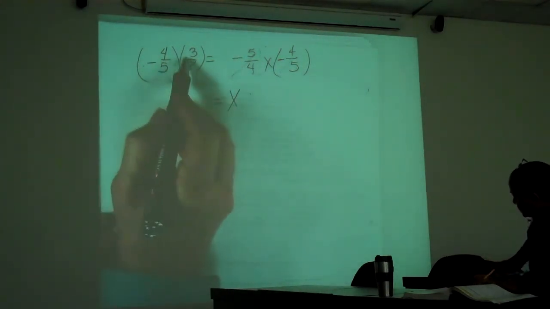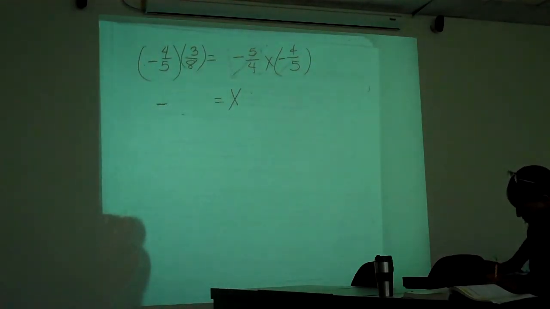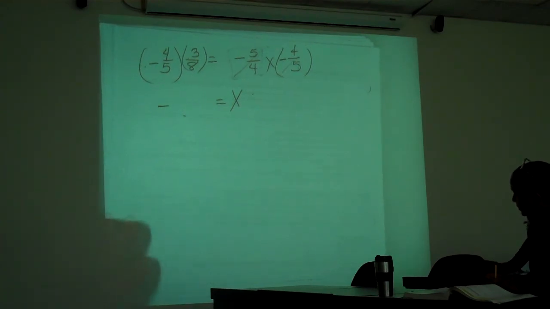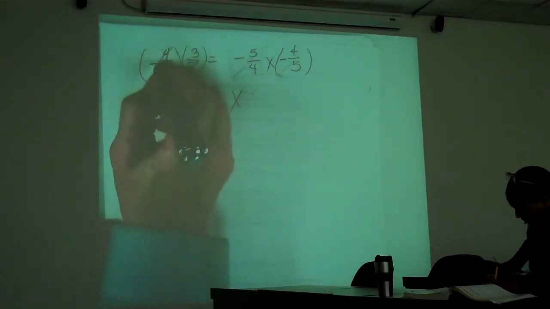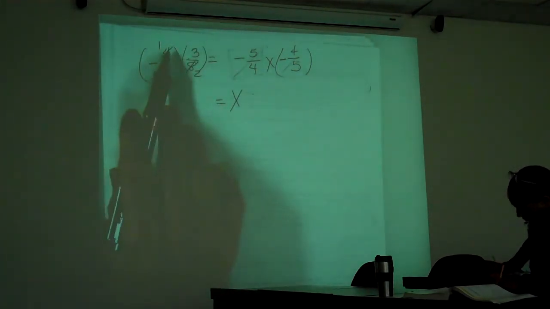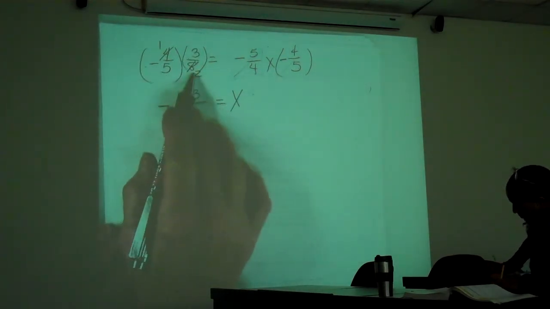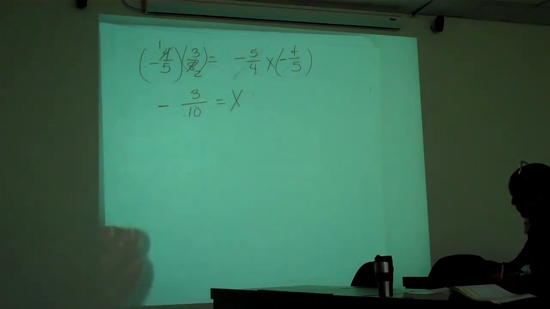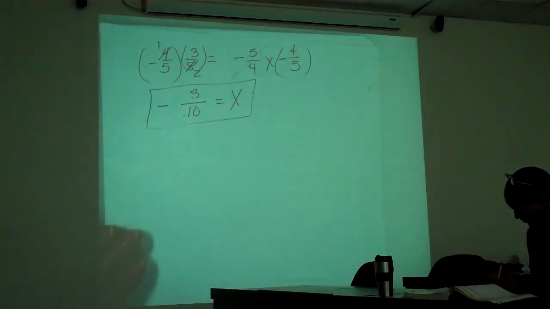Negative times positive will be negative, right? Do you want to do anything before we start multiplying here? We're losing the 8, so we want to cancel, divide by 4. And then on top, 1 times 3 is 3. 5 times 2 is 10. So there's your answer right there.